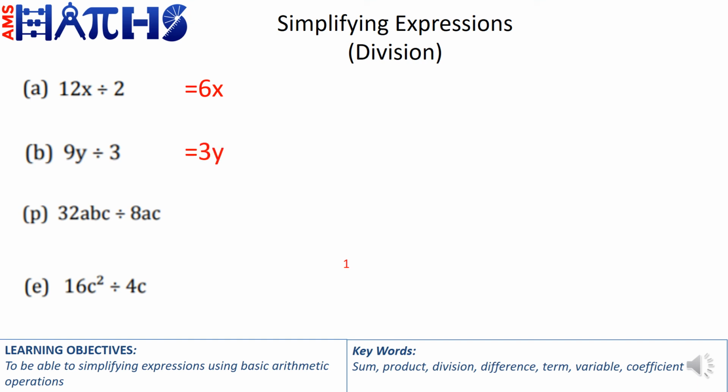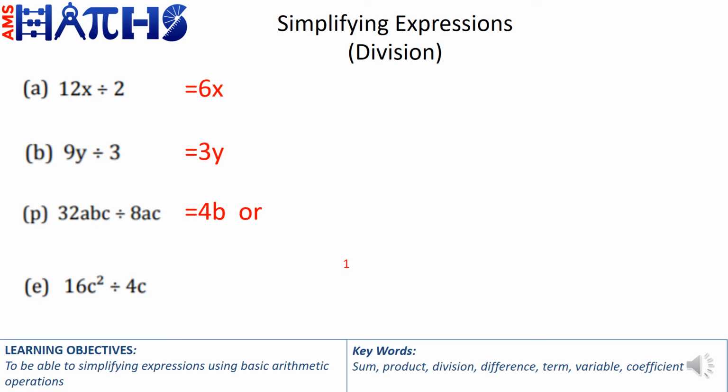Now, in our next example, we have 32abc divided by ac. And so what we would do is divide 32 by 8, dividing our numbers, and we get 4. Then when we divide a by a, that gives us 1. When we divide c by c, that gives us 1. And then b is not being divided. And so what we would be left with is 4b.